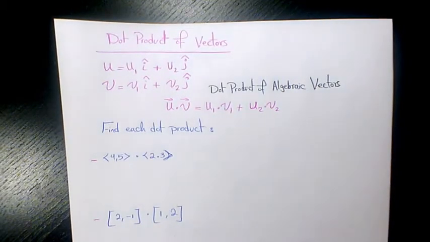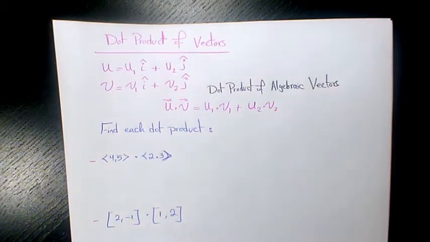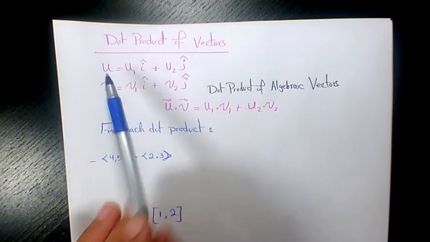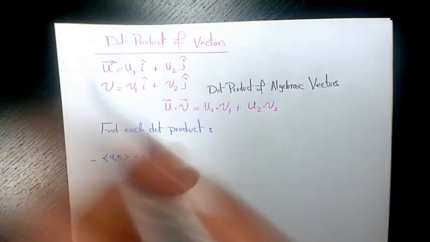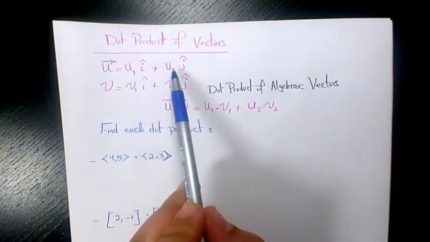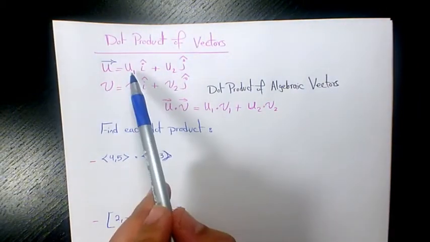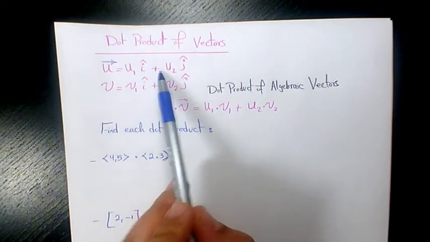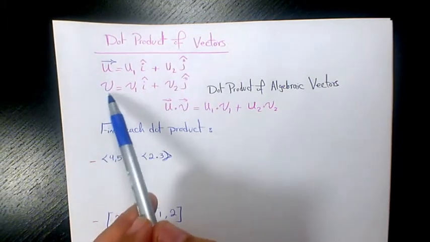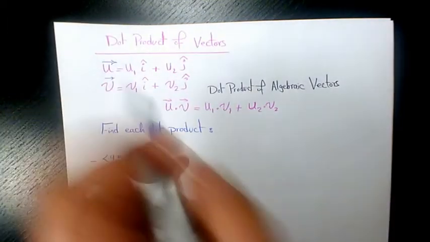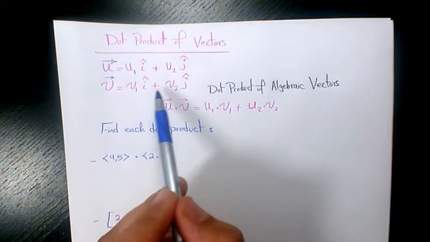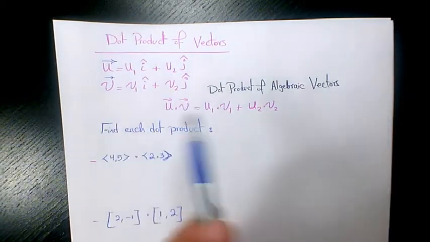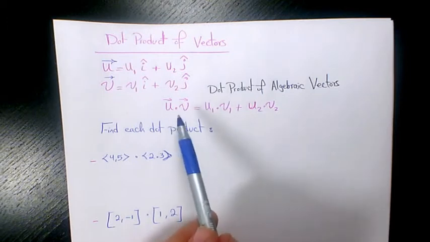This video I want to talk about the dot product of vectors. Actually, the dot product of algebraic vectors. What does that mean? Assume that we have two vectors, vector u, which has these two components, u1 and u2, u1i plus u2j. And on the other hand, we have vector v, which is v1i plus v2j. How do we find the dot product of algebraic vectors?